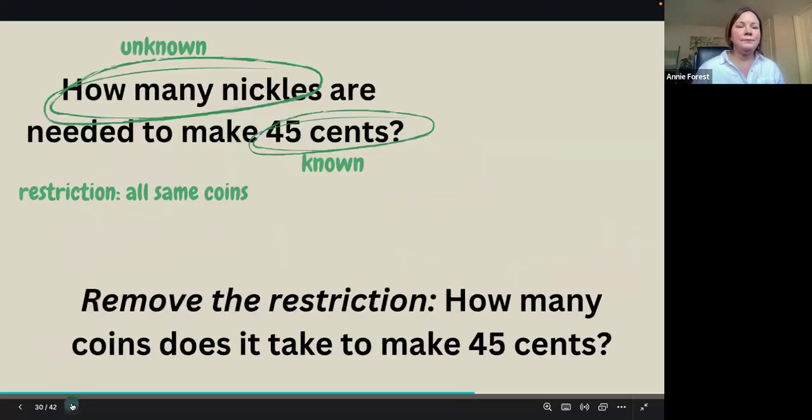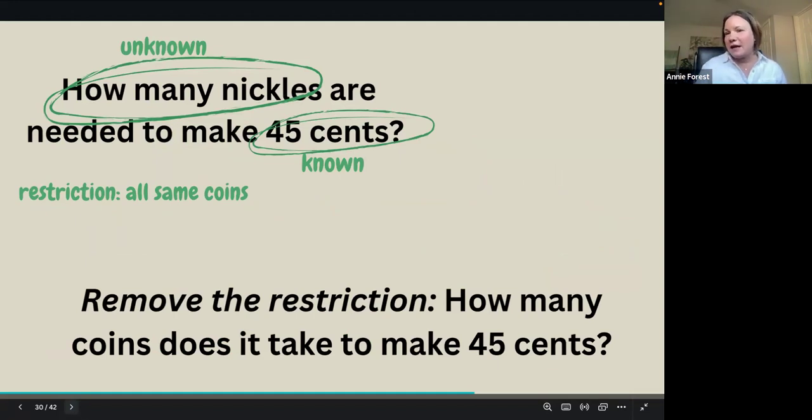So here's an example. You could take away the restriction. I'm using the same problem from my curriculum, and I'm just taking away the restriction that they all have to be the same coins. So now I just say, well, how many coins does it take to make 45 cents? And now it's open, right? So the kid that got the answer in 2 seconds for the original problem has a much bigger cognitive demand, because there's more than one answer here.